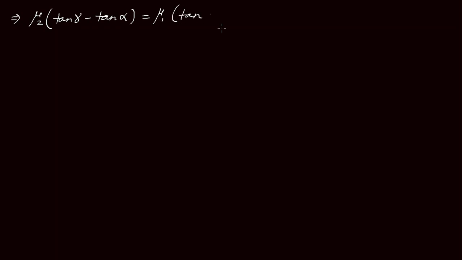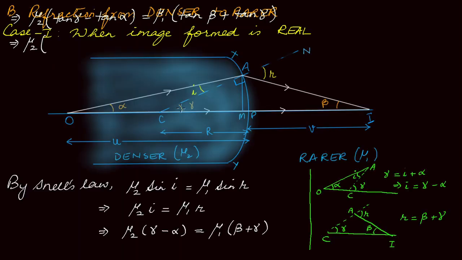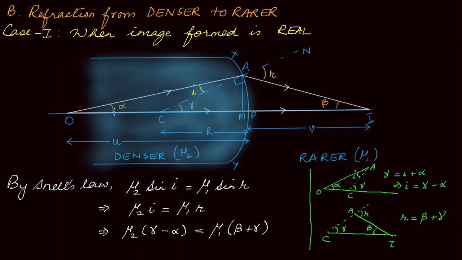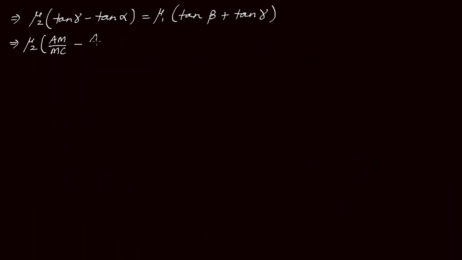Mu1, this will be tan beta plus tan gamma. I think that is very clear. I don't need to explain this. Then what is tan gamma? Look at the diagram. Gamma is this. Tan gamma will be AM by MC minus tan alpha. Alpha is this, so that will be AM by OM.